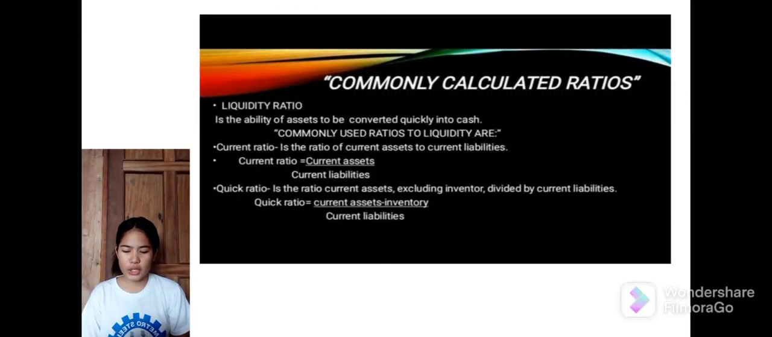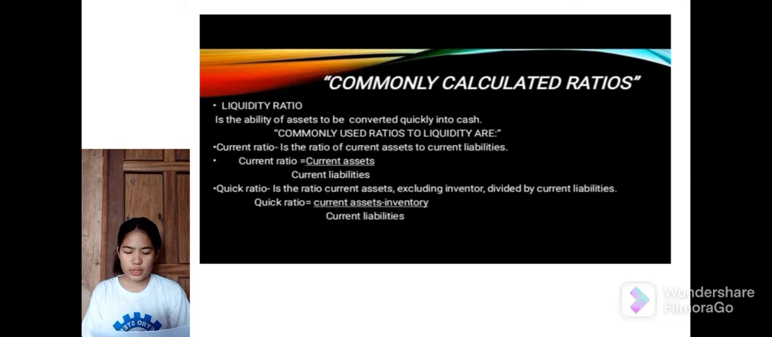Commonly calculated ratios. Liquidity ratios. Liquidity is the ability of assets to be converted quickly into cash. It is assumed that a firm's inventory will be converted to cash during the course of a year so that the receipts from the inventory can be used to service the current debt. Commonly used ratios for liquidity are current ratio and quick ratio.